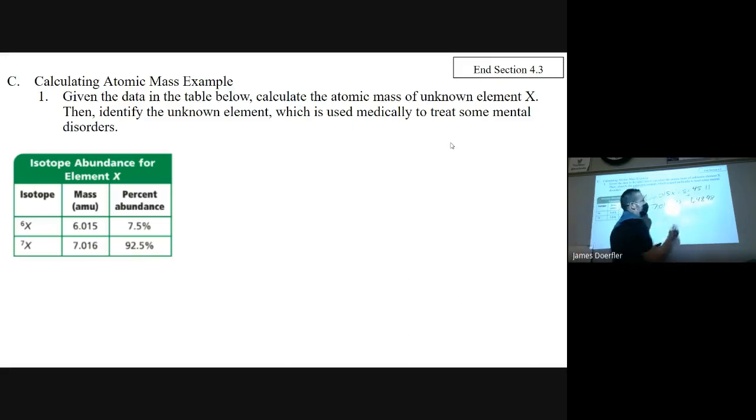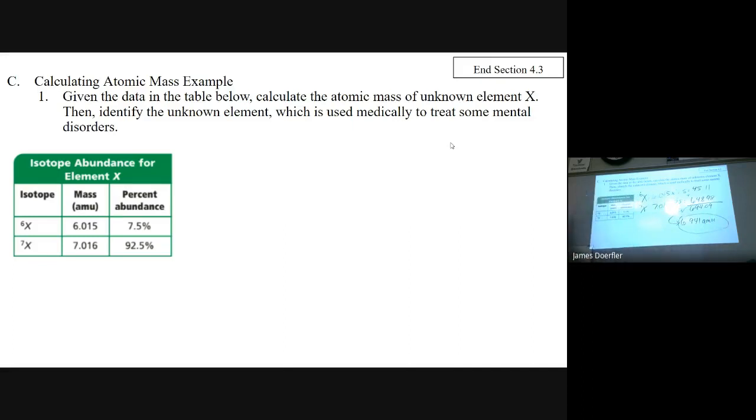Next is we add those values together. So we'll take 45.11, add it to 648.98. What do you get? 694.09. Okay. So we've added them all up. What's my next step? Divide by 100. Okay. So what do you get? A little louder. 6.941 AMU. Perfect.